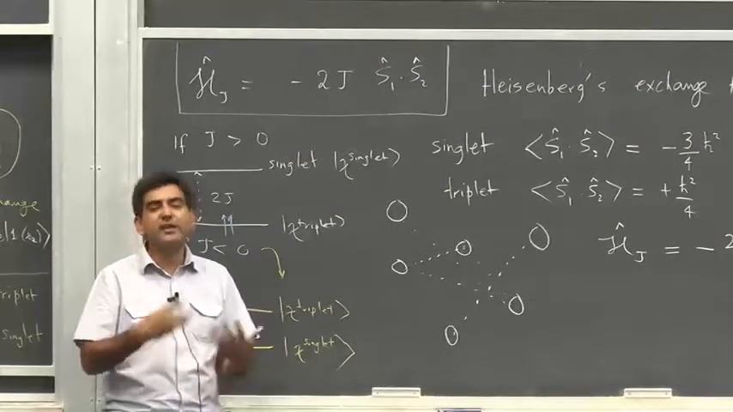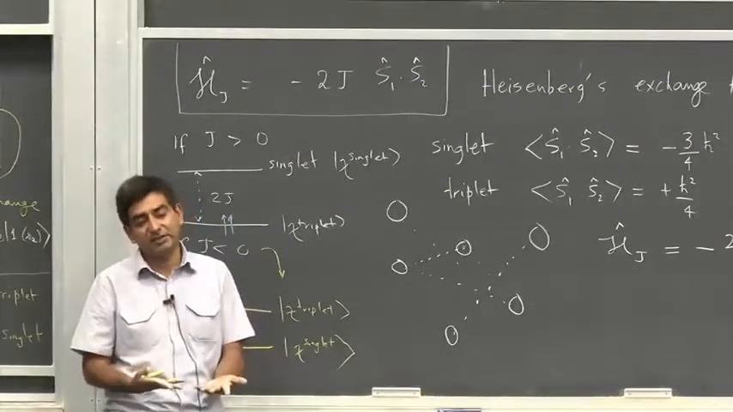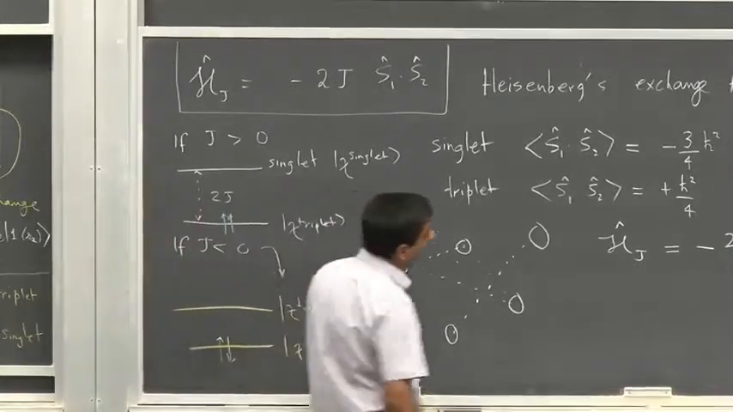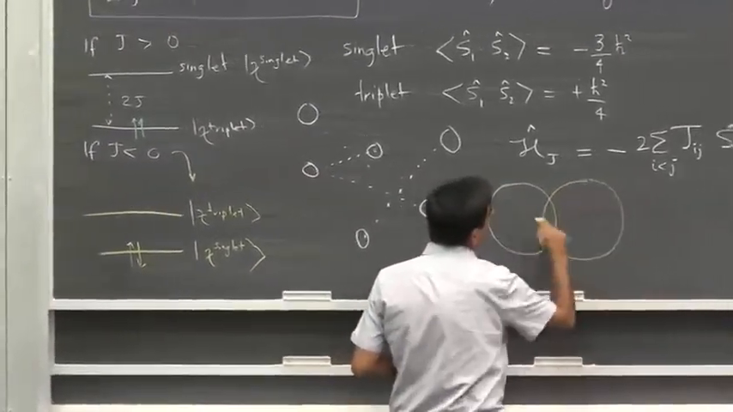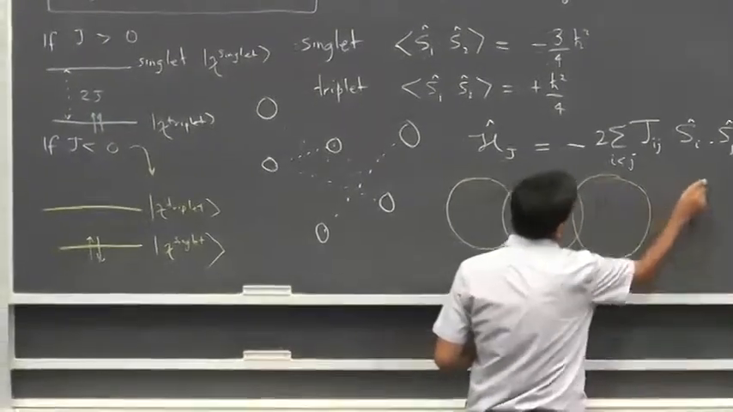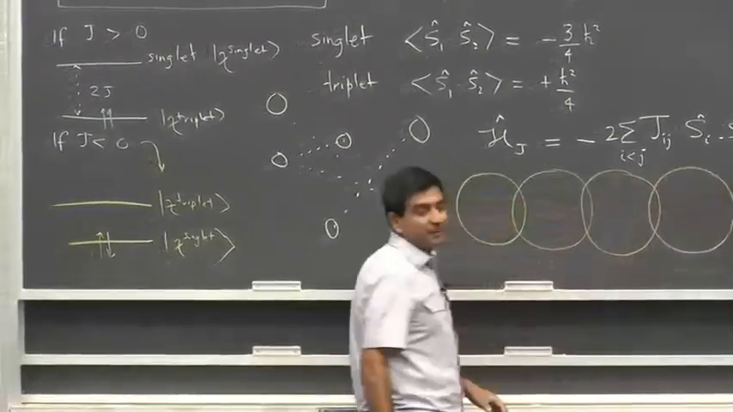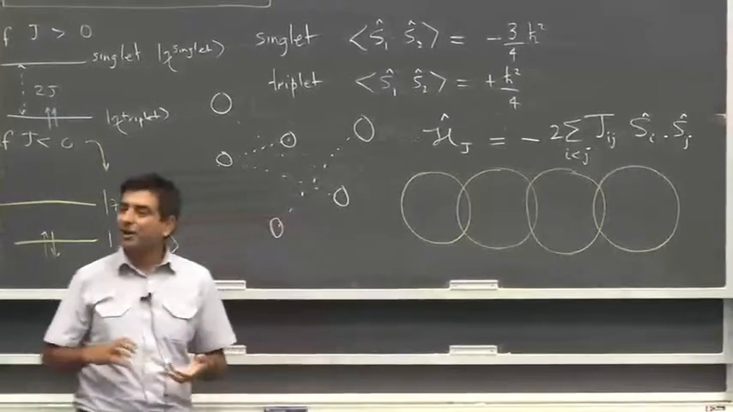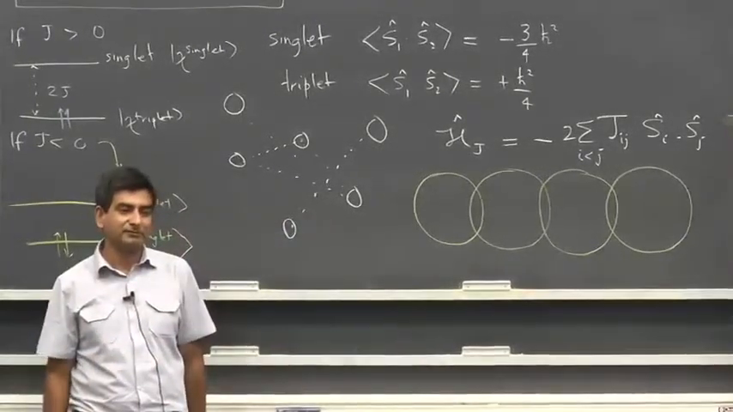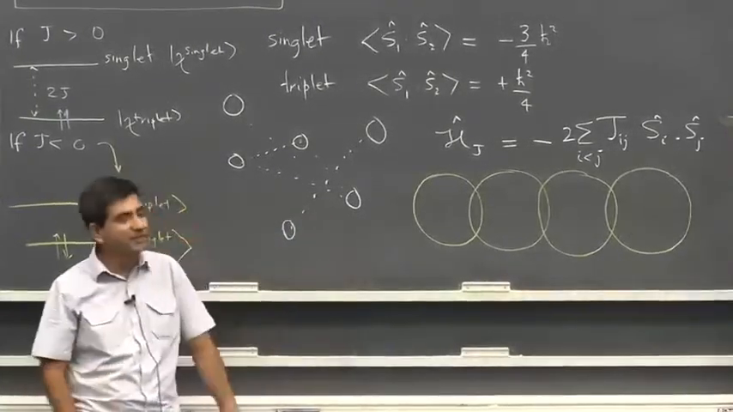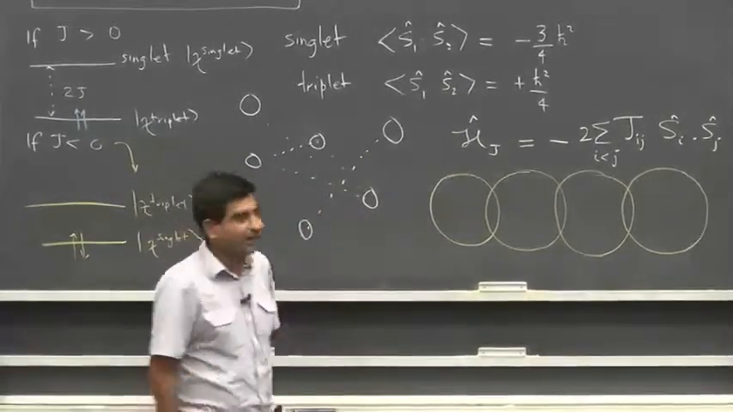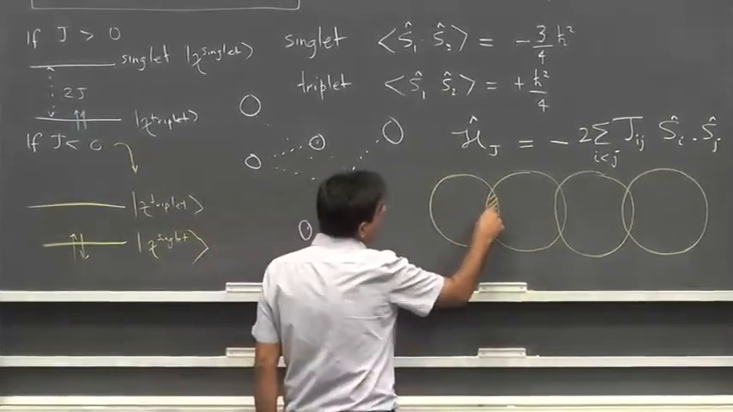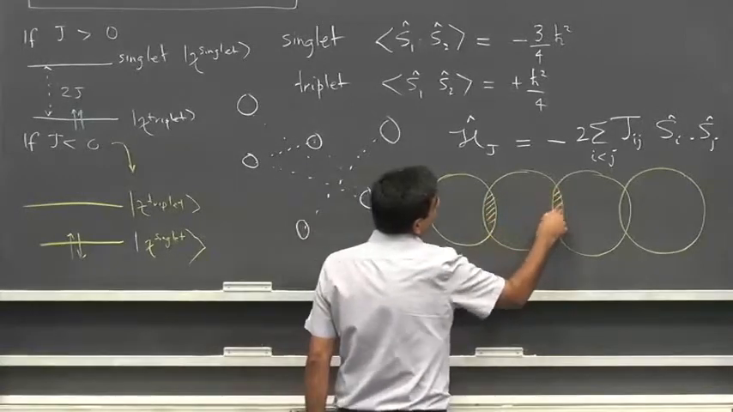And there could be different kinds of variants or flavors of exchange interaction. We could have spins. If I draw cartoons for spins, we could have spins in which the electron clouds are overlapping with one another. So this is just a rough representation of an electron cloud, orbitals. And there is overlap between the orbitals.